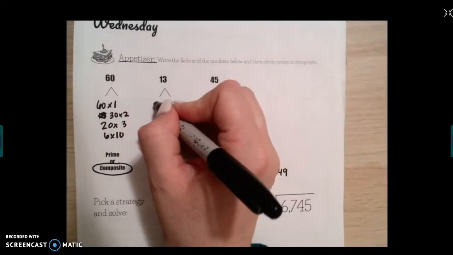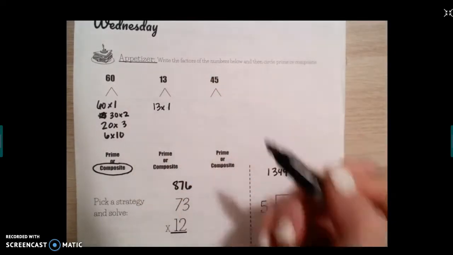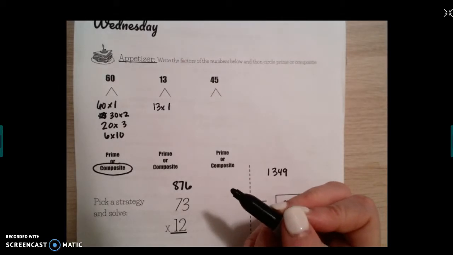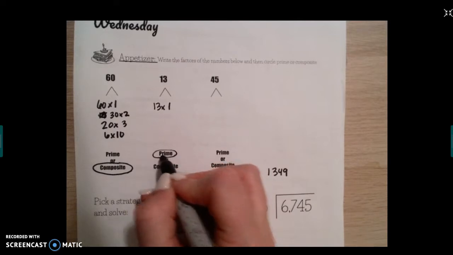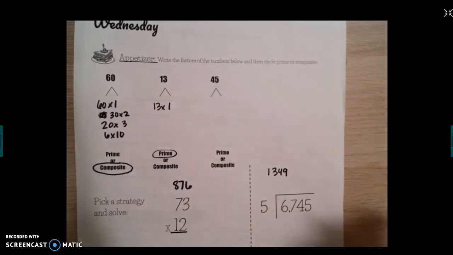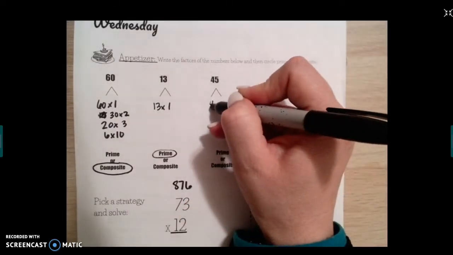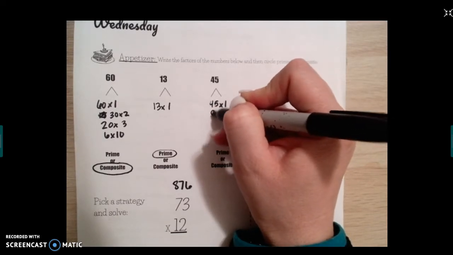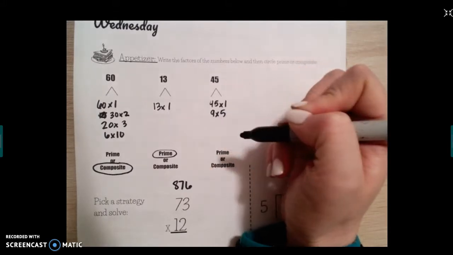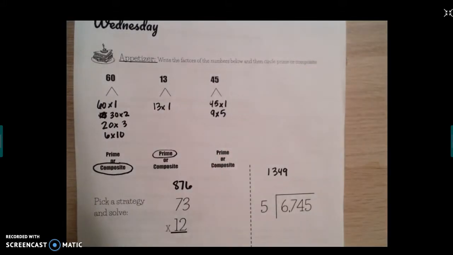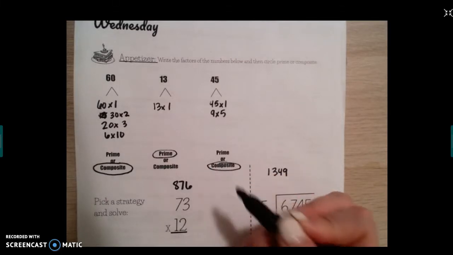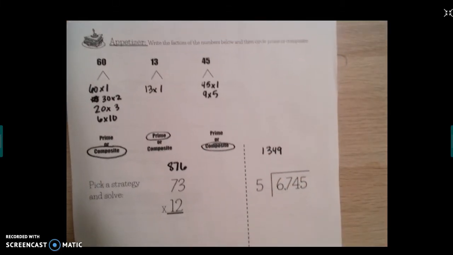For 13, we have 13 times 1, and that is the only factor pair for 13, so that tells us that 13 is prime. On 45, we have 45 times 1. We have 9 times 5. So that is going to be composite. Okay.